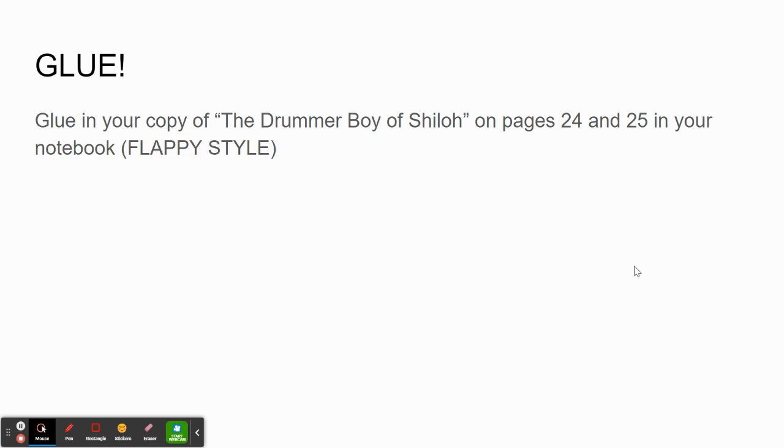And finally, once you have finished answering those questions, you can glue in your copy of the story that you just read on pages 24 and 25 in your notebook. Glue them in flappy style. Make sure that you have annotated throughout the whole story, and make sure your pages don't stick out the edges of your notebook.